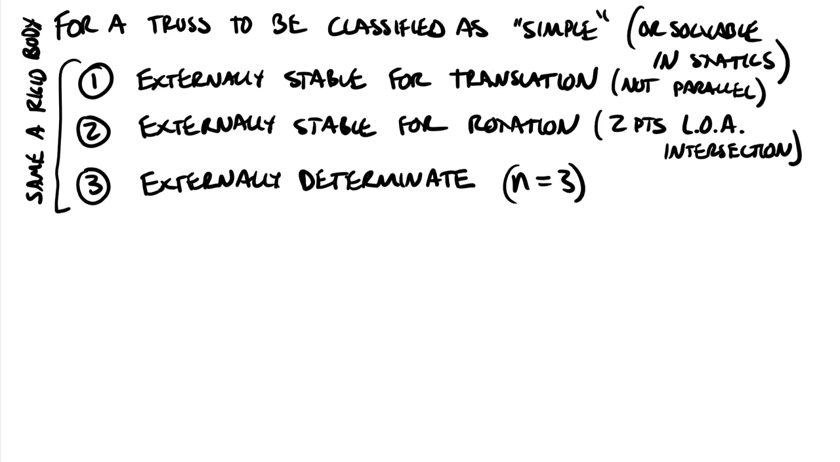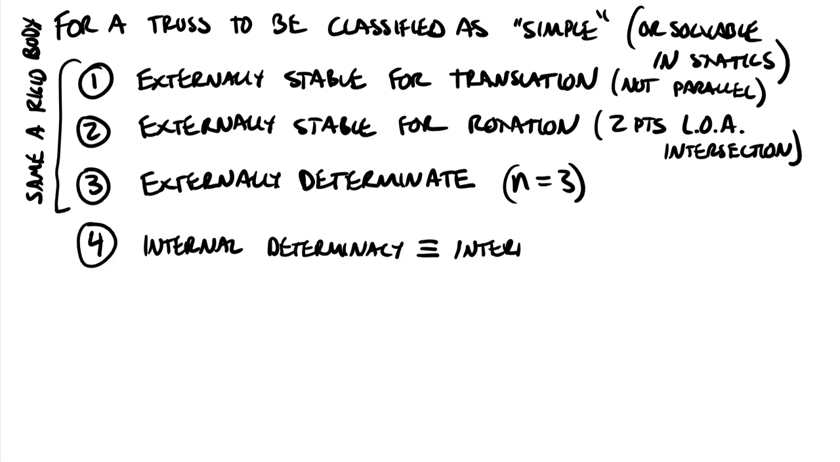So the new rule that we have, because now we have a truss, has to do with internal determinacy, okay? And so you can think of that two different ways. One is you can think of that we have internal determinacy, which you could also think about being, actually, let me modify here. This is no internal redundancy.